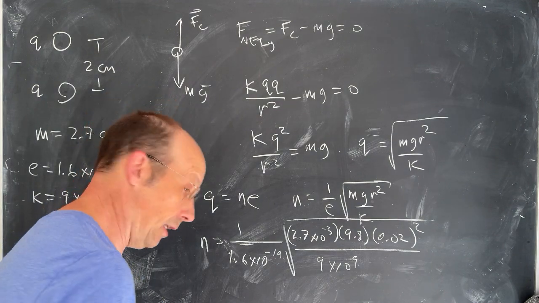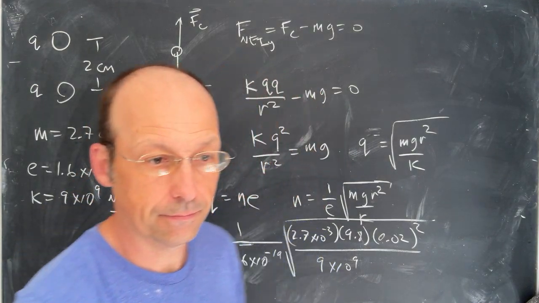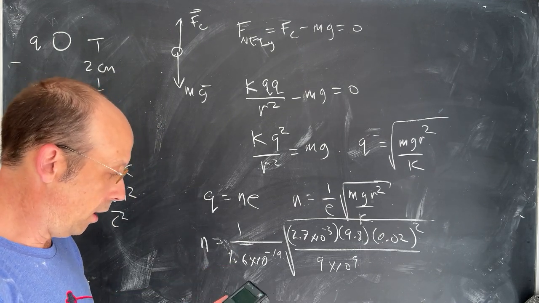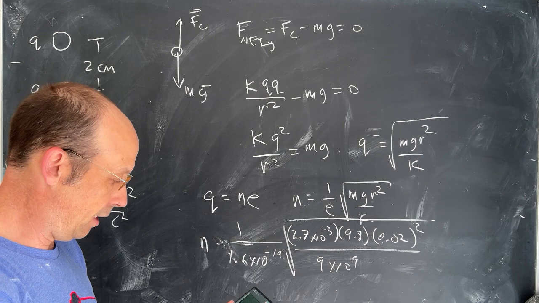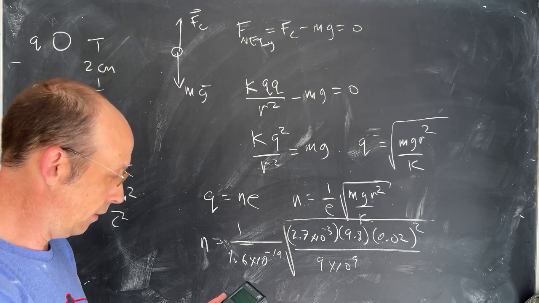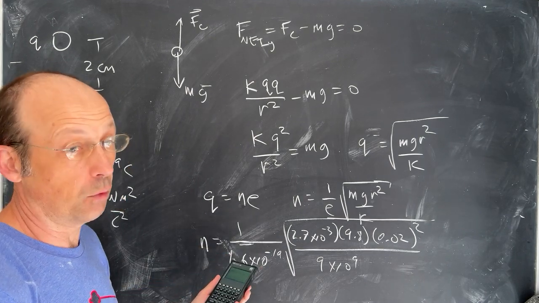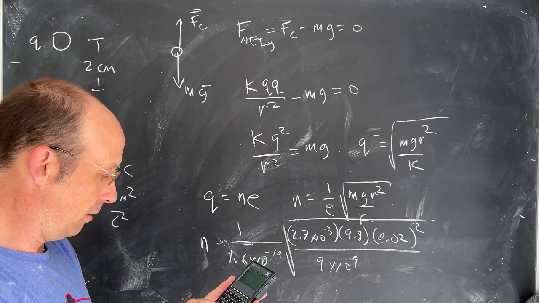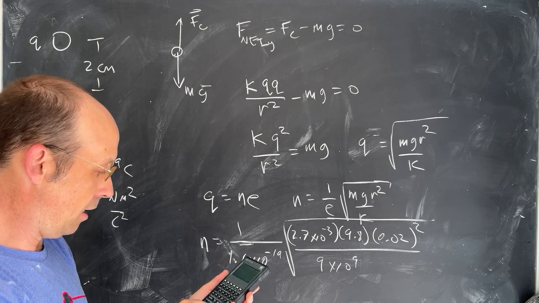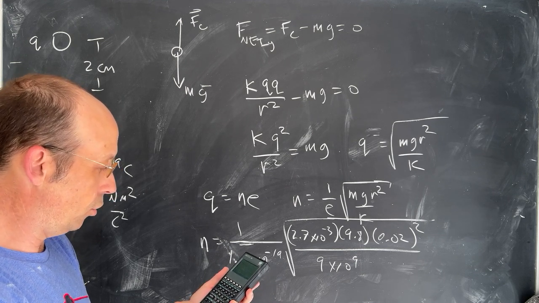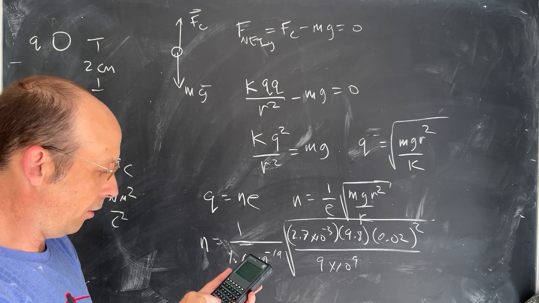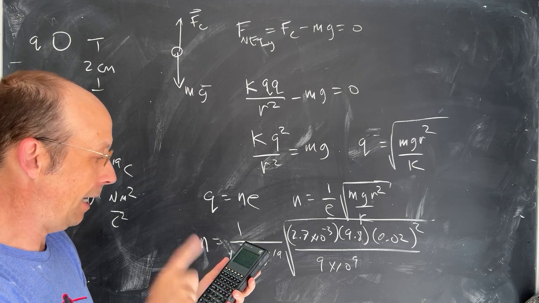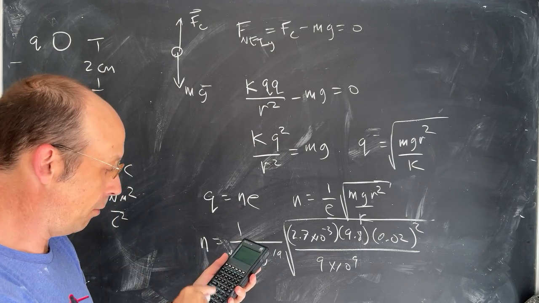Okay, time to put it in the calculator. I'm going to start off with this, 1.6 times 10 to the negative 19th, enter, and then I'm going to take 1 over that. And then I'm going to do all this stuff in here. 2.7 times 10 to the negative 3, 9.8 times 0.02 enter squared times, and then 9 times 10 to the 9th divided by. Now I can take the square root, and then I can multiply.